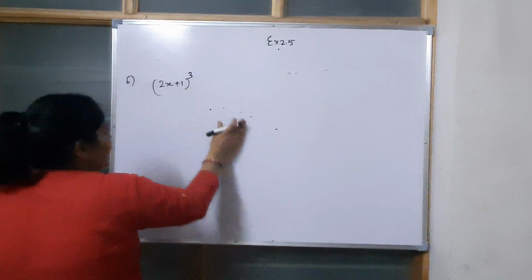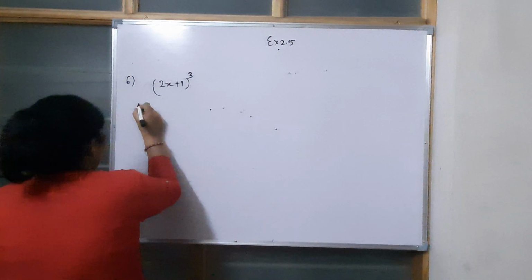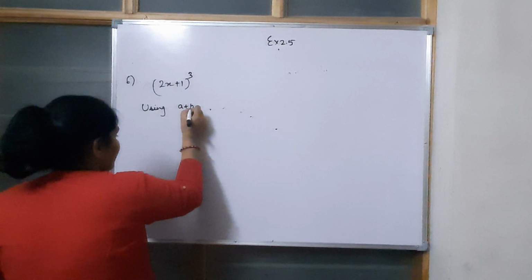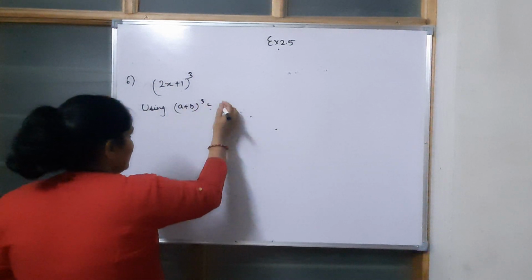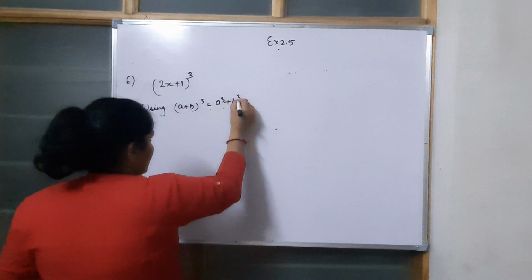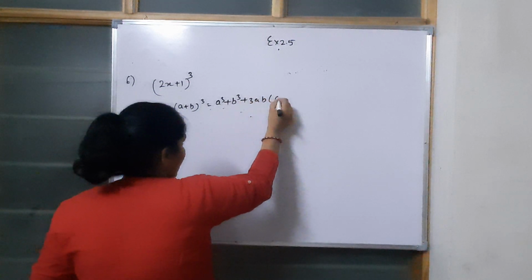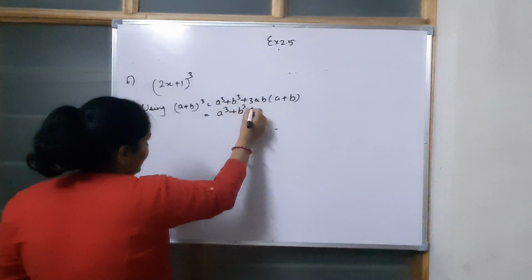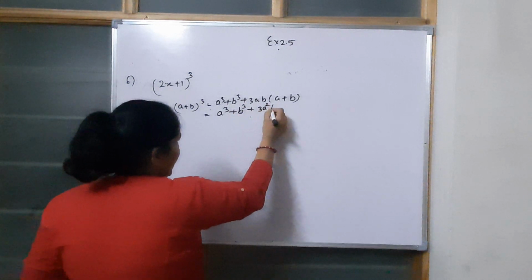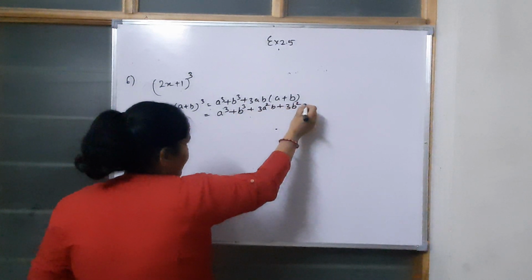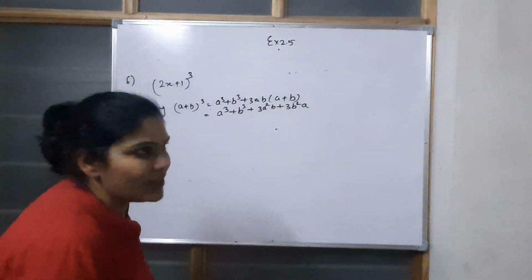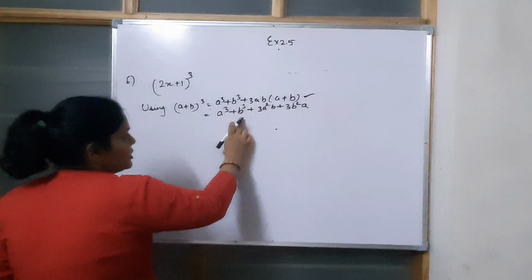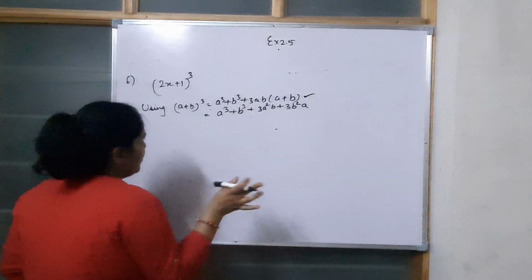Now, which identity are we going to use? Using (a plus b) whole cube is equal to what? a cube plus b cube plus 3ab (a plus b). Or we can write this identity like this also. Open the bracket, and you'll get 3a square b plus 3b square a. I hope you understood. This is the same. We can write (a plus b) whole cube like this also and this also. I have just opened the bracket.